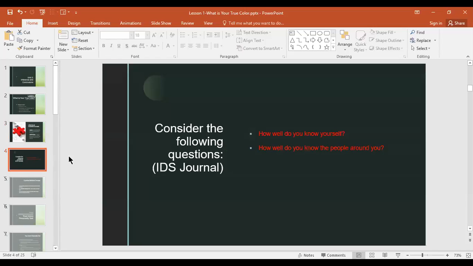So our IDS journal here, very first two questions here. How well do you know yourself? And how well do you know the people around you? The questions are already on your journal. I want you guys to take 2 minutes and answer these two questions, okay? So 2 minutes on the clock. In your IDS journal, you're answering these and coming back to the PowerPoint. So 2 minutes, go.